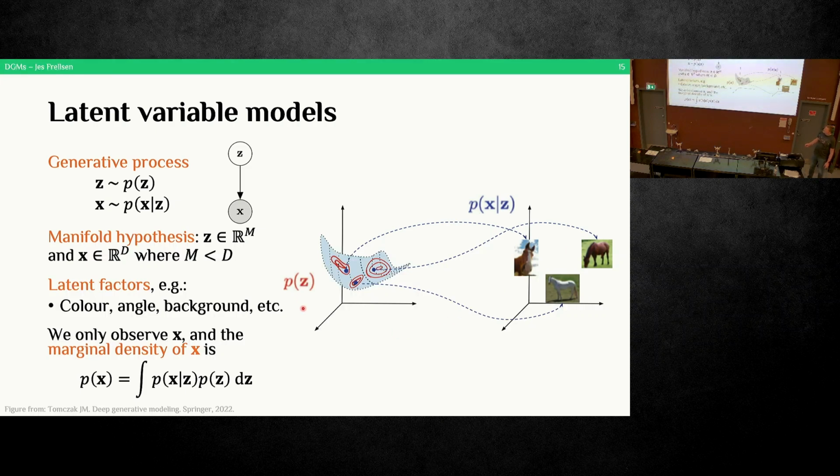One more thing to note is that we don't observe Z. When we only observe X, the way we can describe the density of X using this model is that we have to marginalize out Z. So P of X is given by the joint density, P of X given Z multiplied by P of Z, where we marginalize out Z.